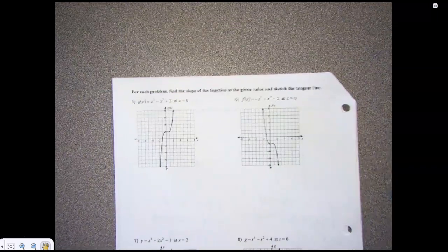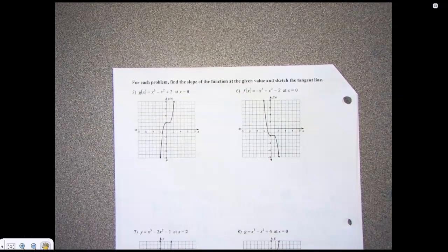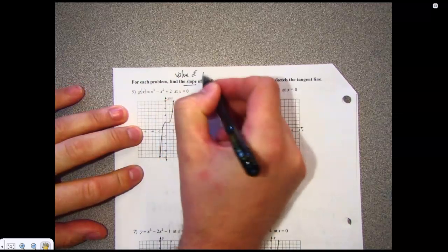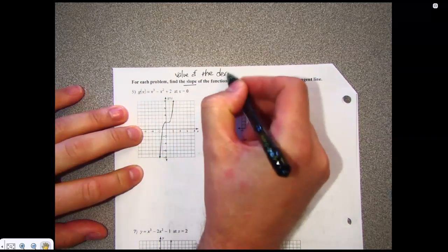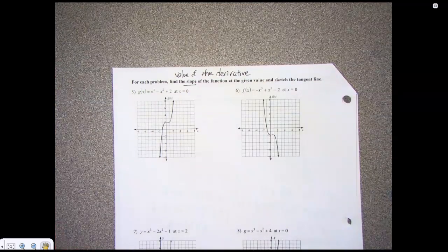Read through the directions here. Isn't that the exact same instructions as number 1 through 4? Just phrased differently? It's the same exact problem. So find the slope and find the value of the derivative are the same. Because the slope is the value of the derivative, or the value of the derivative is the slope. So this is the exact same as numbers 1 through 4.